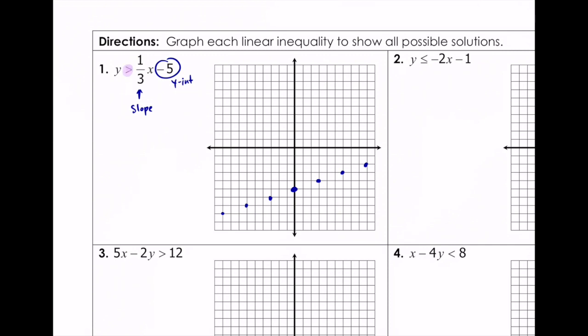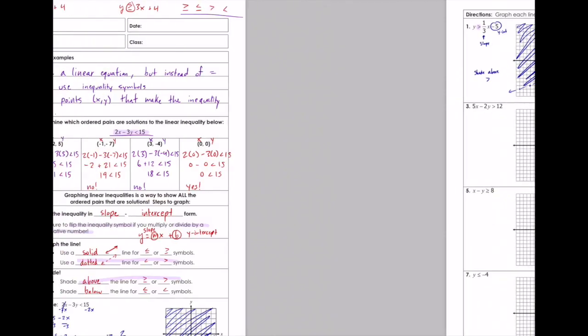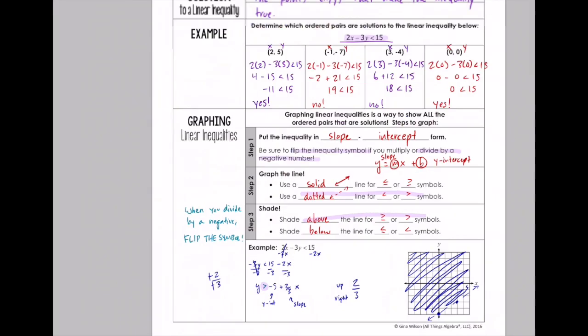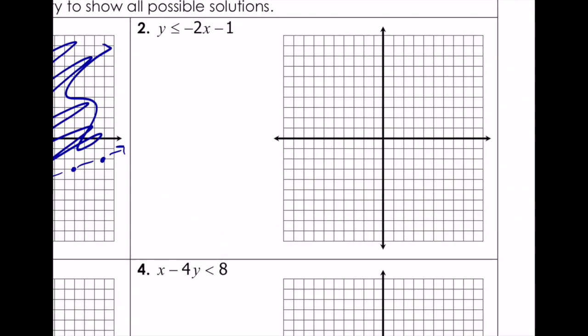Okay, let's look at our inequality symbol. That symbol tells us we're going to use a dotted line. And based on the direction that it's facing, we're going to shade above because our inequality symbol is pointing in that direction. So we're shading above. And I can always reference what I need to do by looking in this section here. This tells me everything I need to know. Okay, so we filled in that graph. Let's move on to the next one.